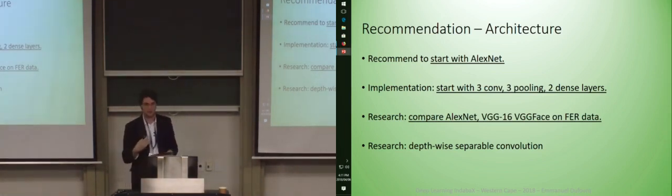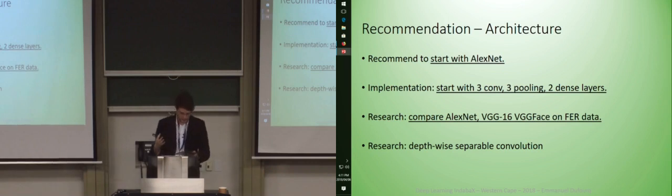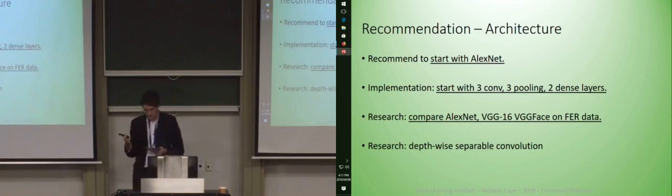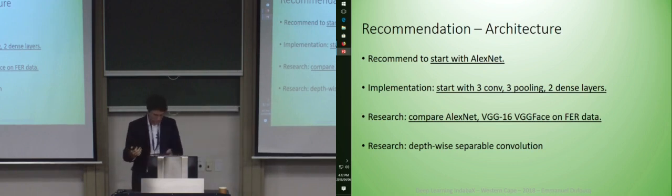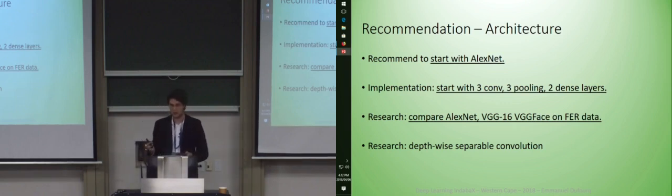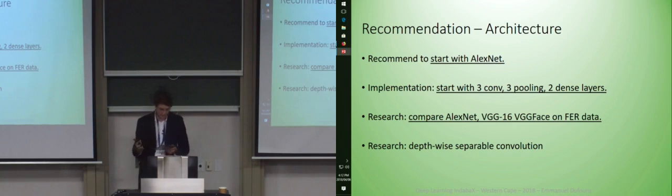If you're interested in implementing your own, I would have 3 convolutional layers with 3 max pooling layers and 2 dense layers. For researchers, I would recommend comparing AlexNet, VGG16, VGG Face on multiple facial expression datasets, once again on both posed and non-posed datasets in a fair setting. I also recommend providing a lot of rationale, because authors did not provide a lot of rationale, which makes it hard to gain insight from the literature.